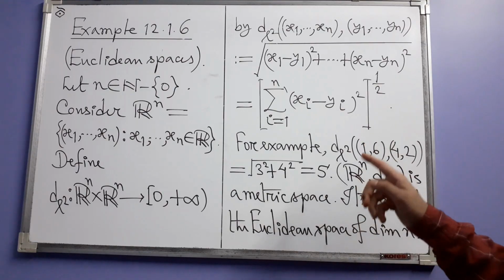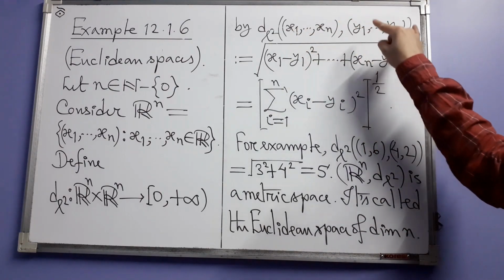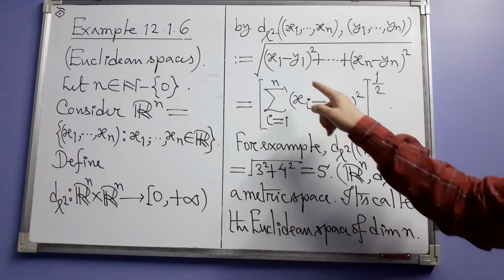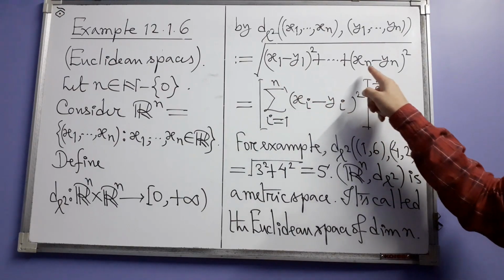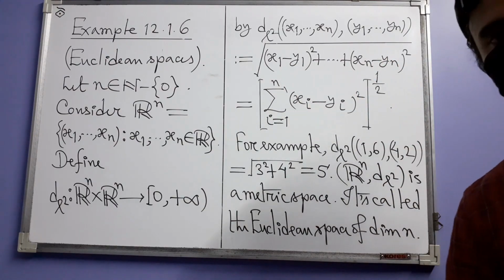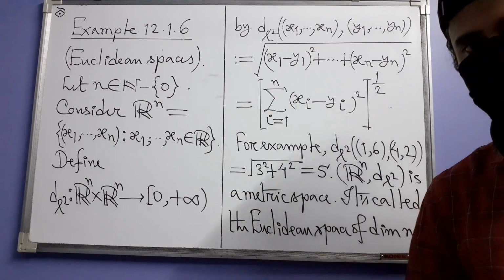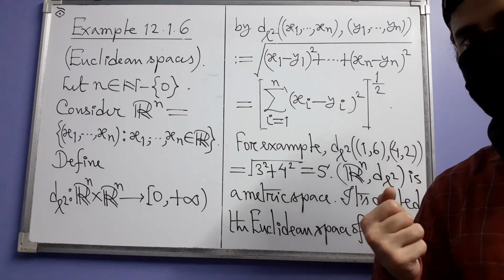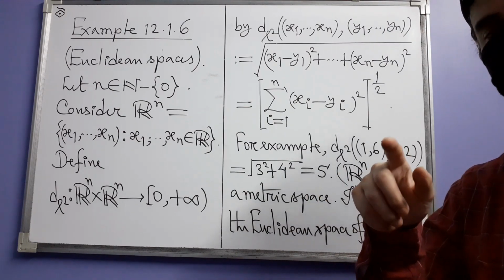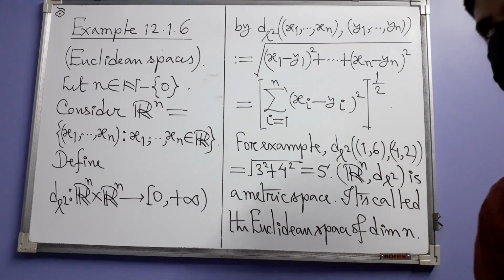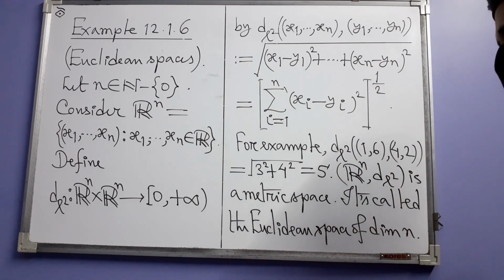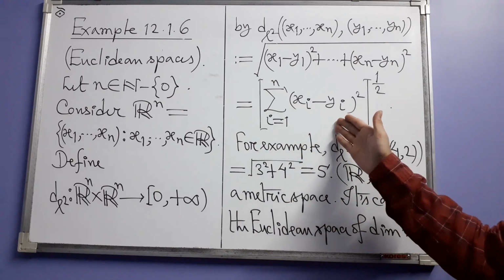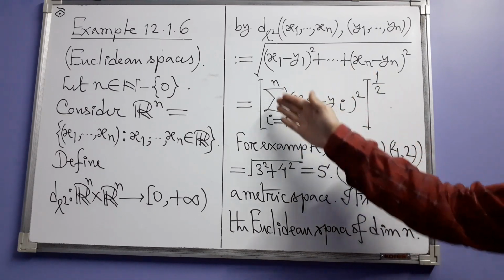So what this does is that it takes two such points and it considers the difference between corresponding coordinates, squares them, adds those squares, and then takes the square root of that sum. That is the distance, which if you express more compactly, looks like the square root of this sum.